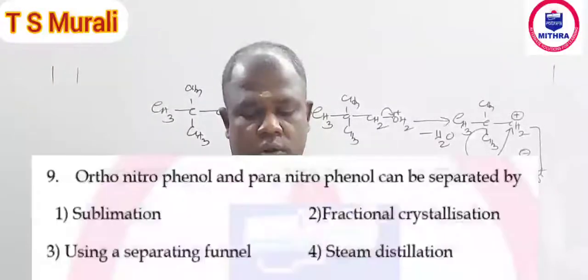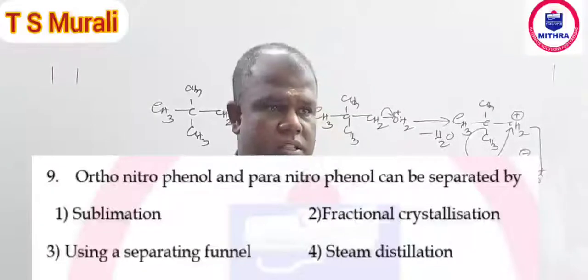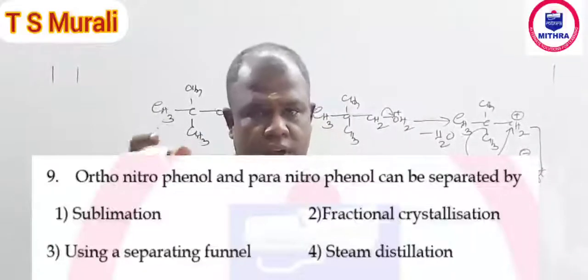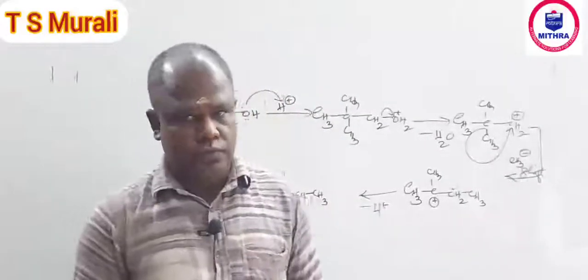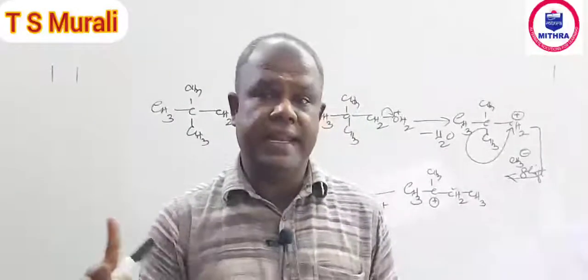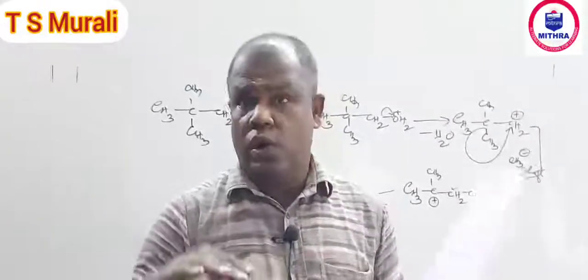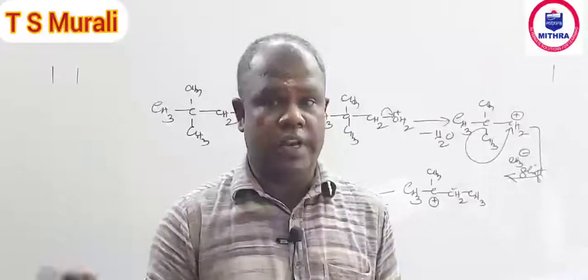9th question, ortho-nitrophenol and para-nitrophenol are separated by. Actually, you are studying this concept in chemical bonding also while discussing hydrogen bonds. Ortho-nitrophenol is connected by intramolecular hydrogen bond and para by intermolecular. Inter means mutual connections are there. Intra, no connection with other molecule. It is a discrete molecule.